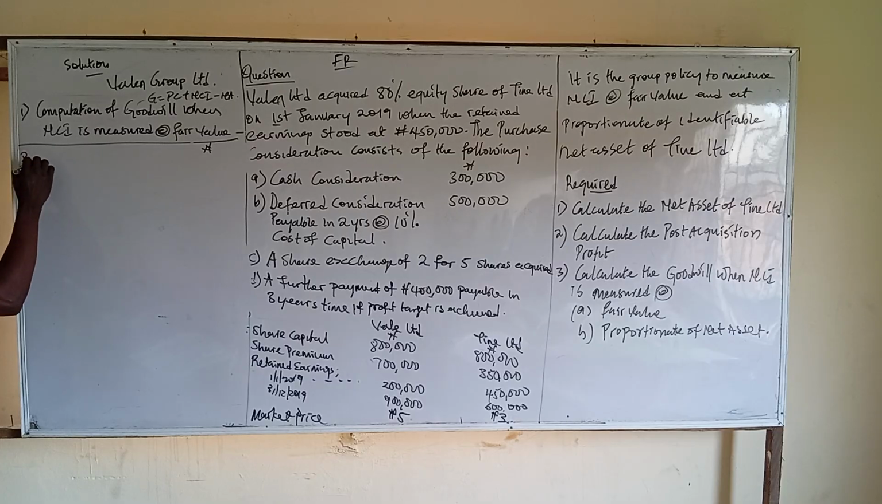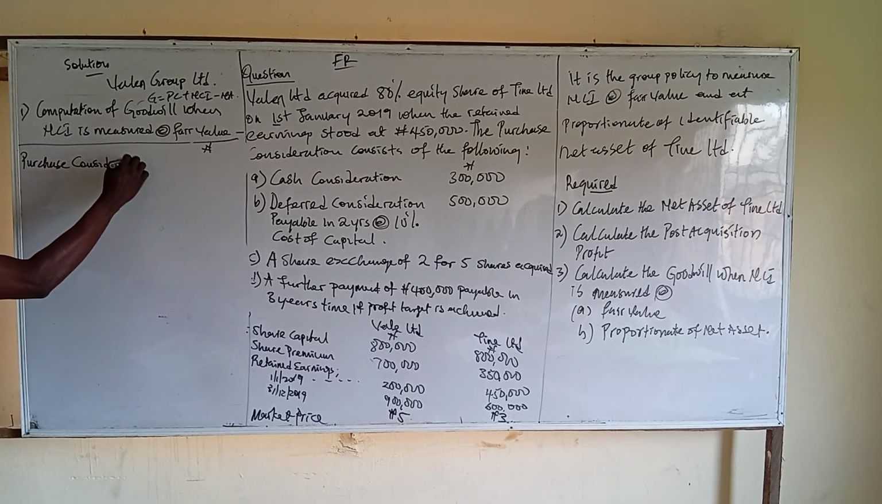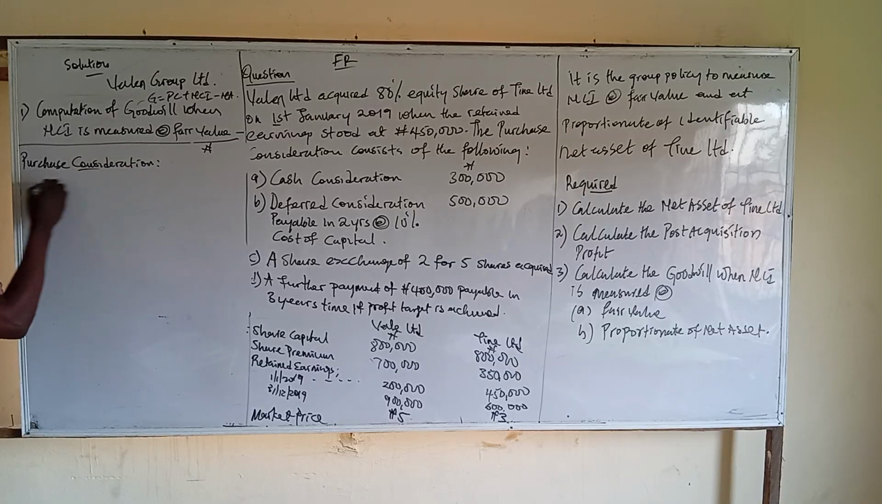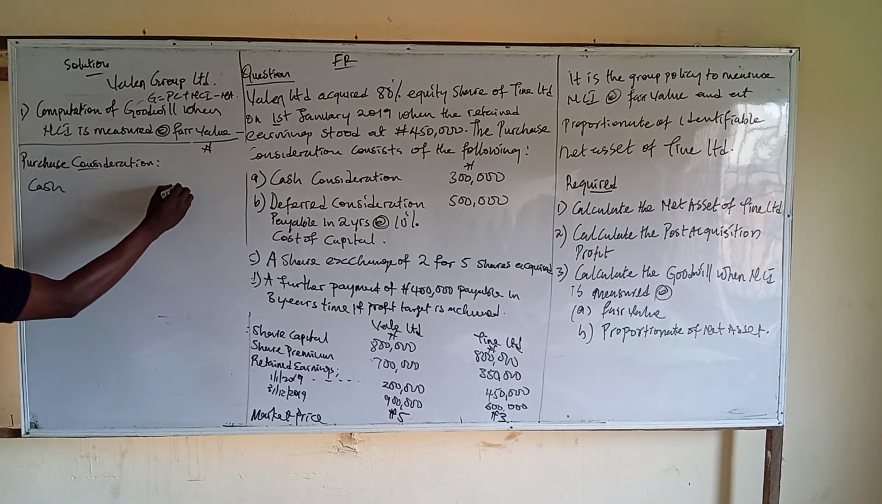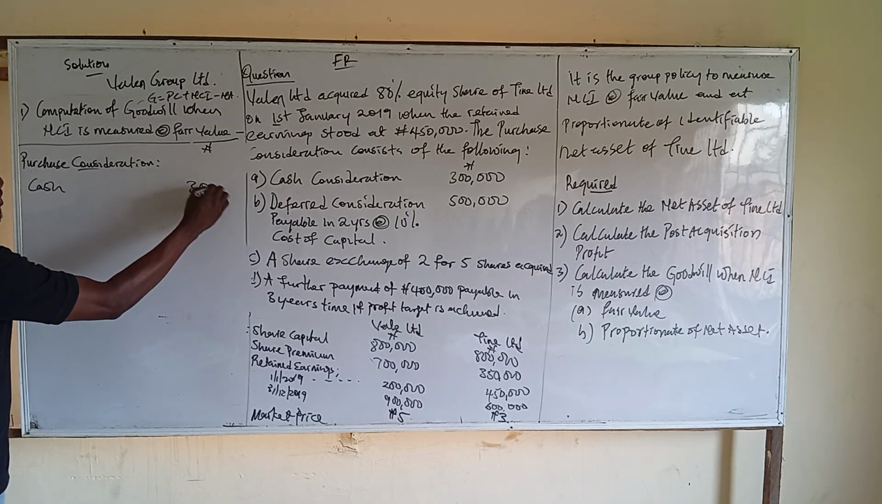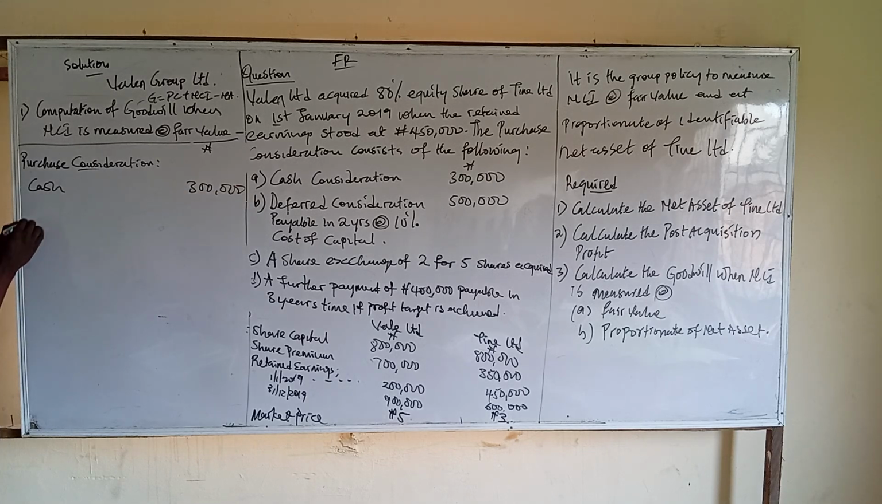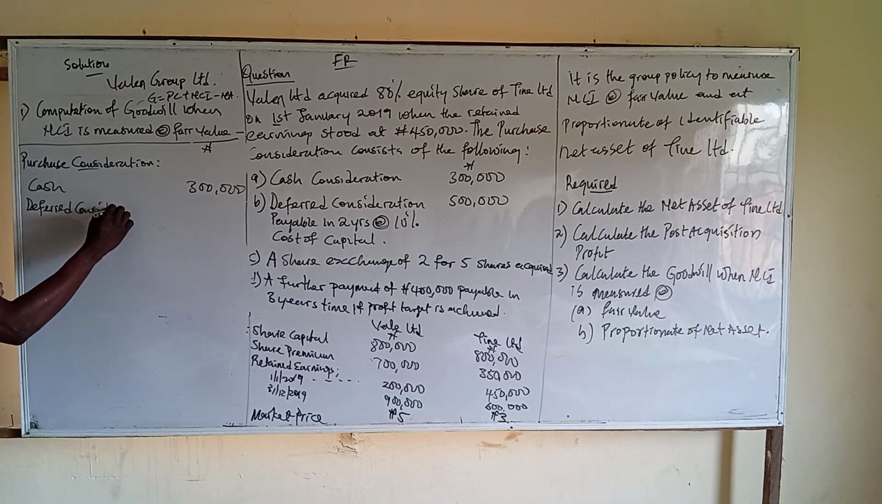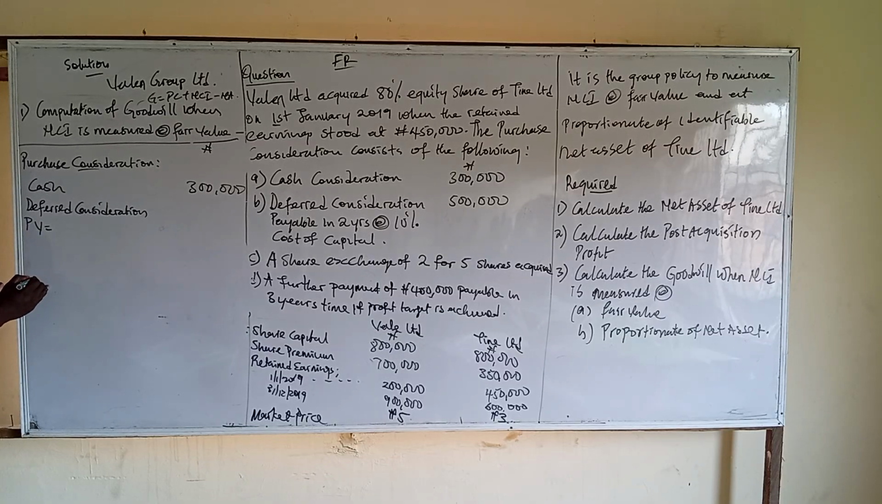Our purchase consideration. What's the purchase consideration? The first one is cash. What's the cash? 300,000. Then the next one is deferred consideration. So how do we compute this? Deferred consideration, we said we should look at the present value of that consideration. To get this, we have PV equals what?